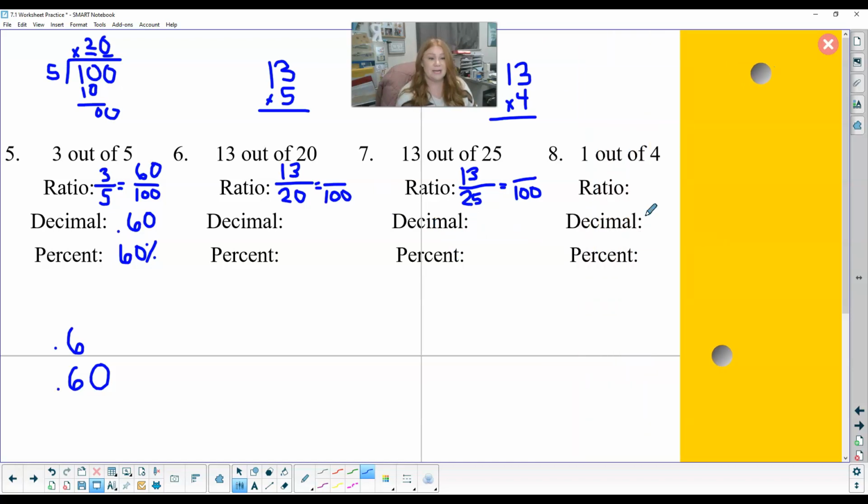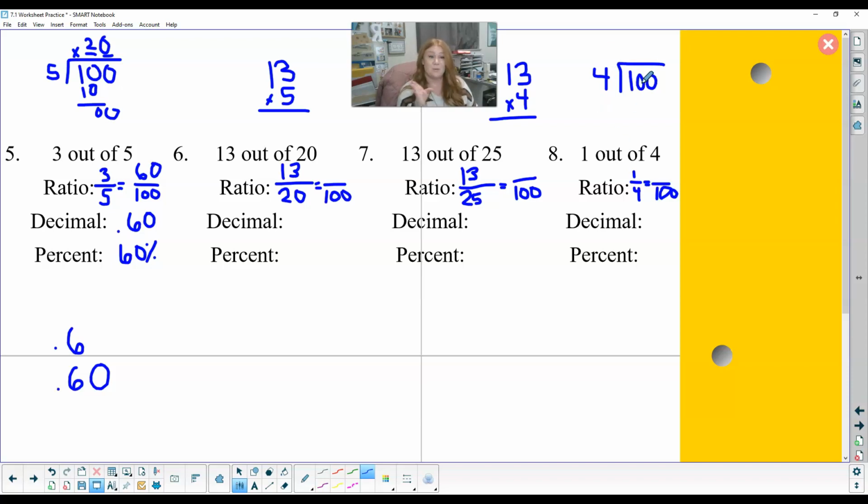Okay, let's look at number 8 here. We have 1 out of 4, and I want to turn that into 100. So I'm going to do this division problem here. So go ahead and do this with me. Actually, I'm not going to do it. I'm going to let you do it.